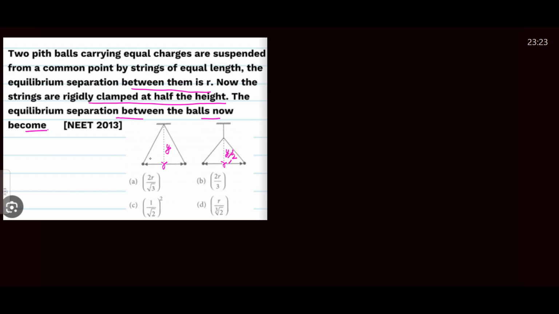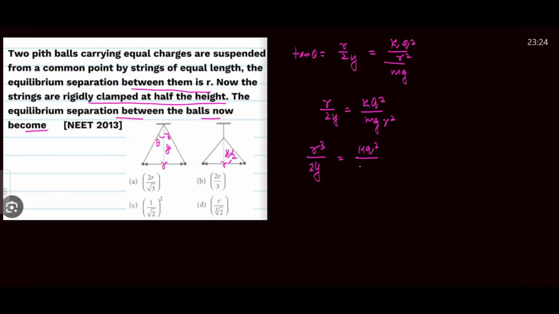So again, you will say in the first case also this angle was some theta. This angle is theta. So you can say tan theta is equal to r by 2y, that is equal to kq square upon r square divided by mg. Or you can say this becomes r by 2y is equal to kq square divided by mg r square. That means r cube divided by 2y is equal to kq square divided by mg. This is a very simple result of the first equation.